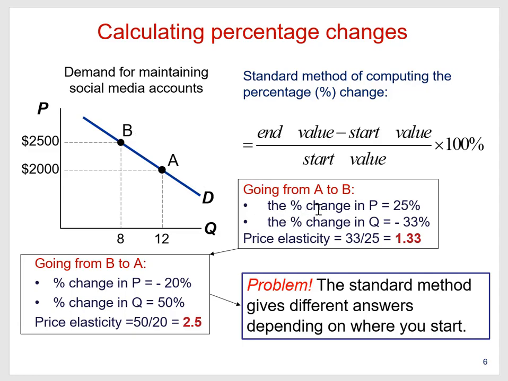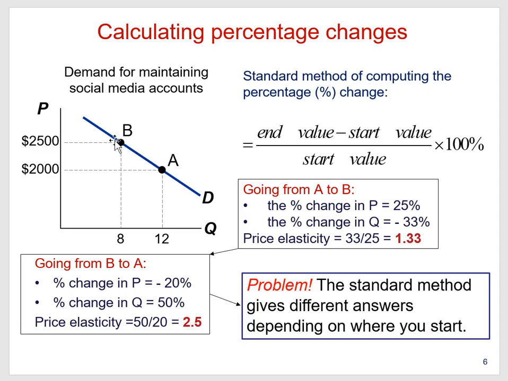So the percentage change in price, given the details here, is 25%. The percentage change in quantity demanded is a 33% decline, so there's a negative sign here, as you can see. But when we calculate the price elasticity of demand, we ignore that negative sign. So 33 over 25 gives us 1.33, right? So that's the price elasticity of demand when we move from A to B.